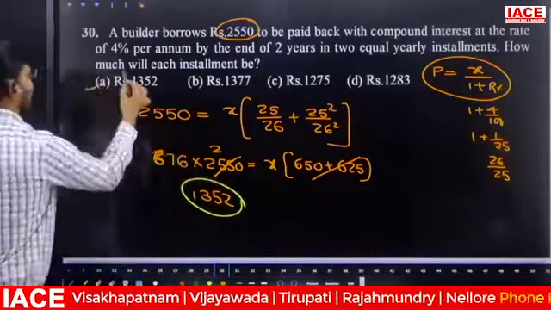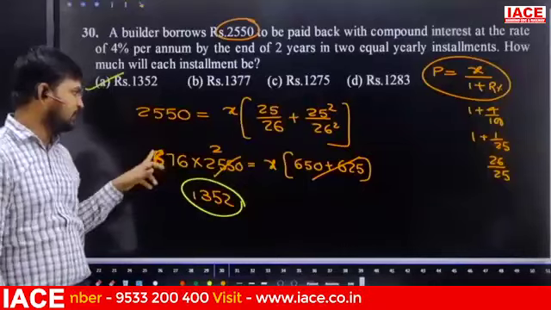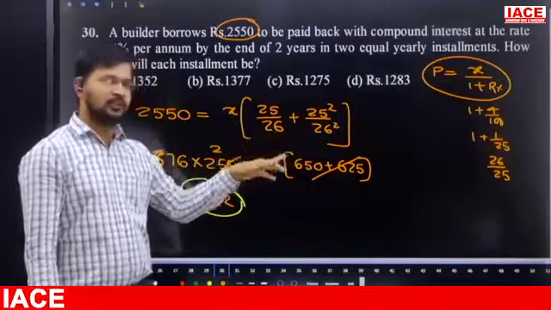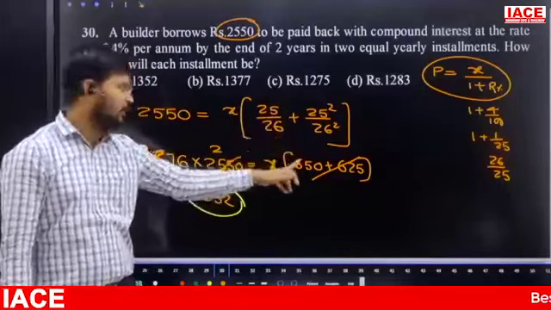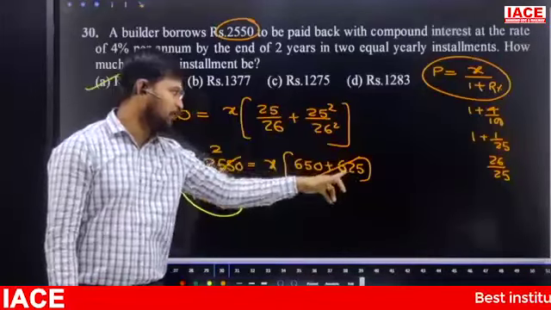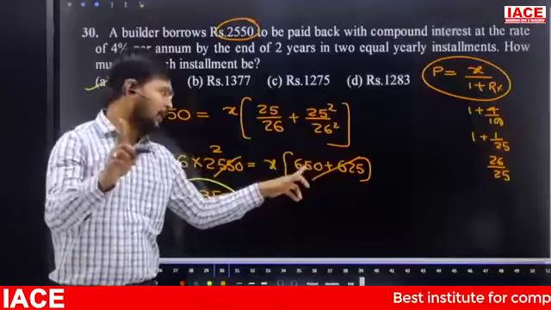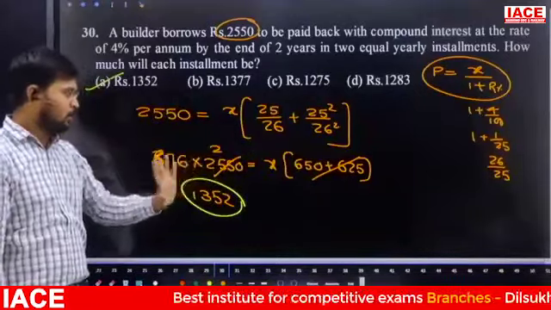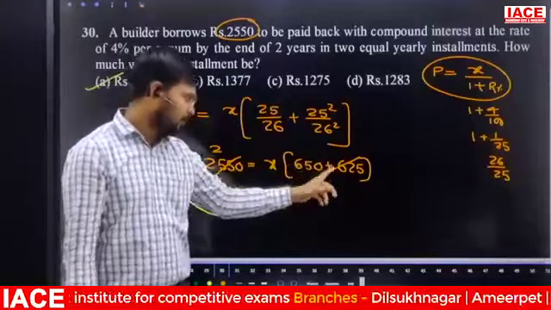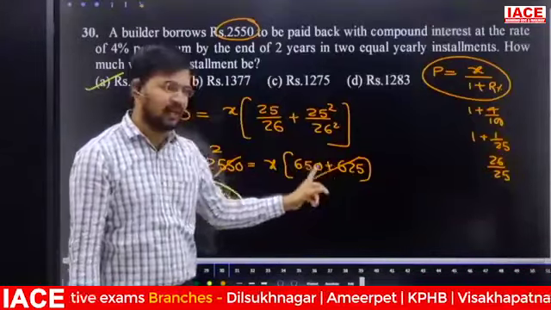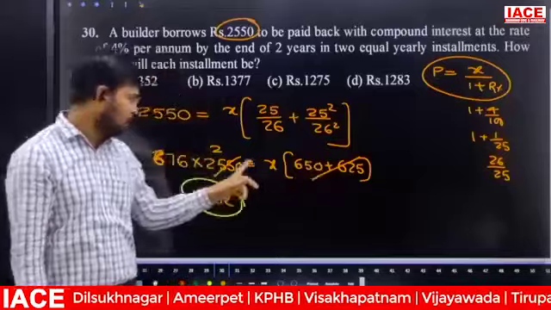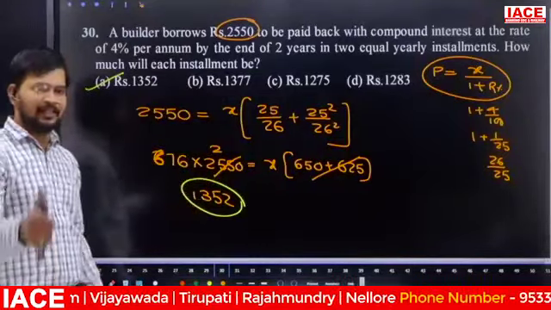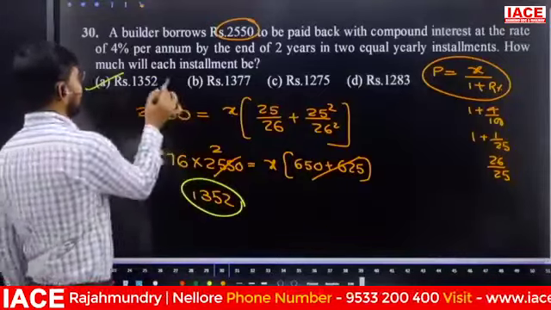So 26 square is the LCM. It comes to this side, 676. So 25 into 26, because 26 square is the LCM, one 26 gets cancelled. 25 into 26 is 650. 25 square is 625. 625 plus 650, 1275. Sorry, 1275 ones are, 1275 twos are. So 676 into 2 is 1352. So your answer is 1352. Option A is the right answer.